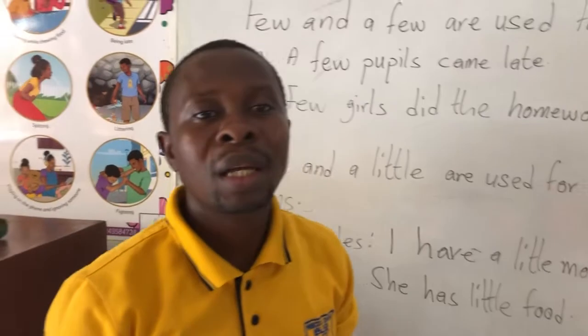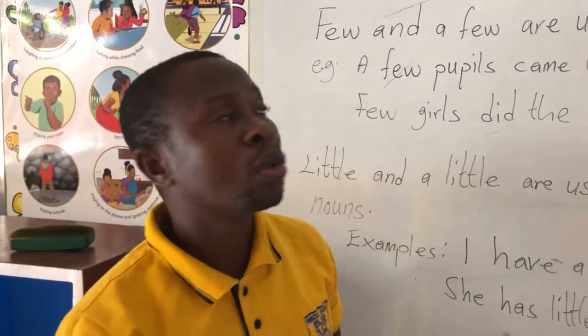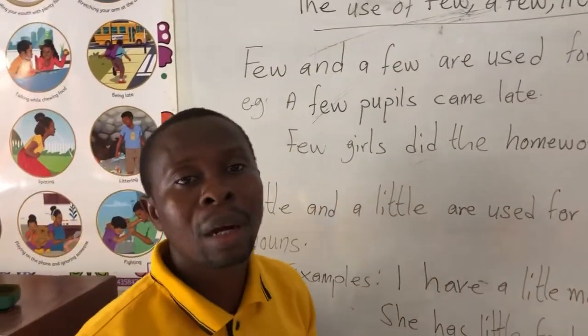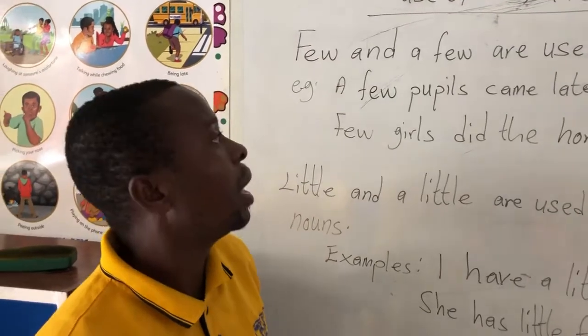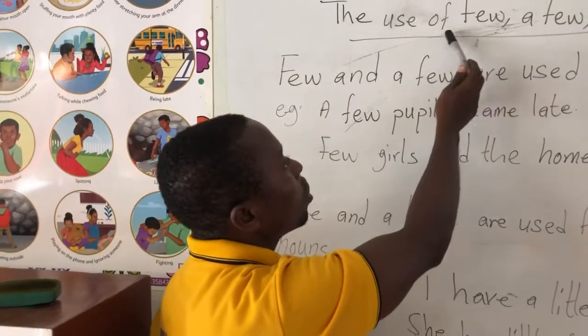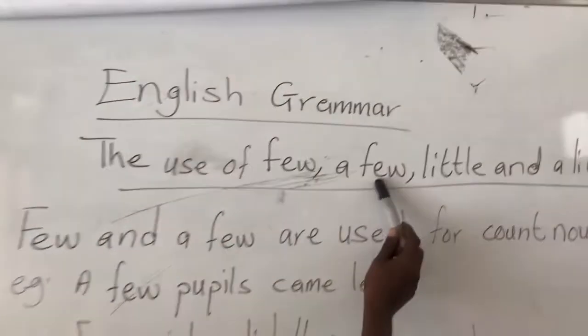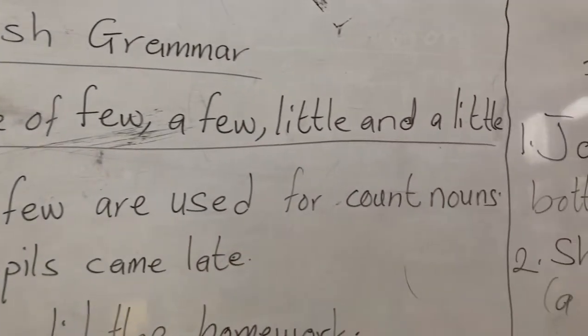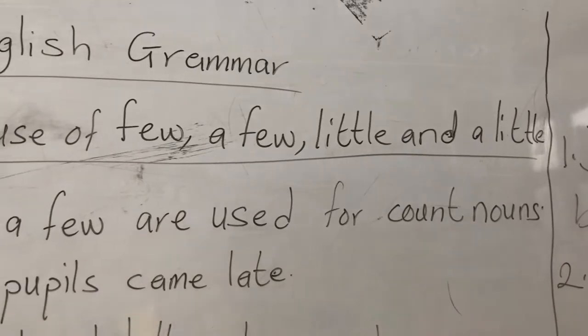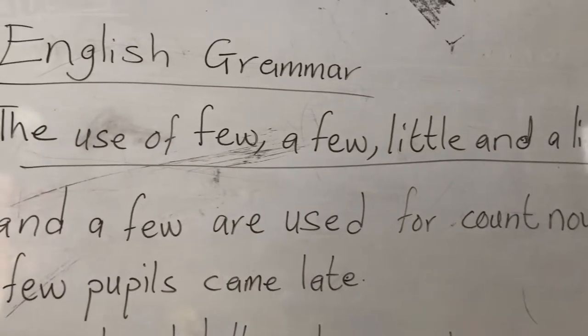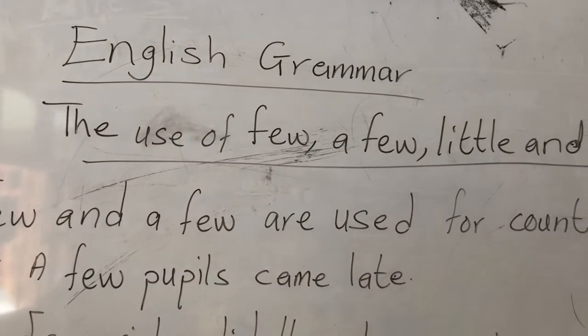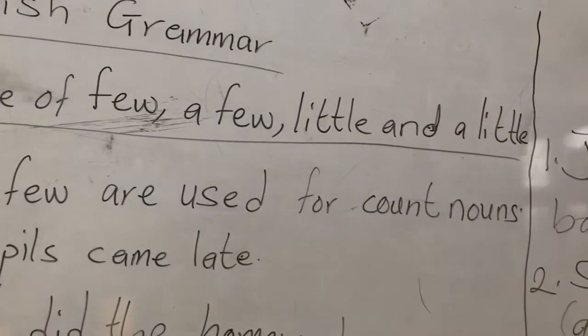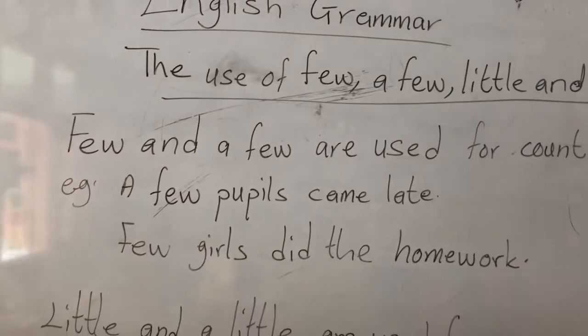Today we have English, and under English we are going to talk about the aspect of English grammar, okay? English grammar, and we are going to talk about the use of few, a few, little and a little, okay? How we can use these words correctly in our grammar. Very good. Now let's continue with few and a few.